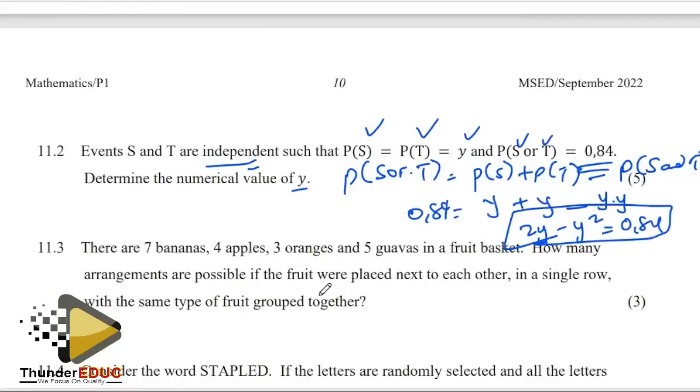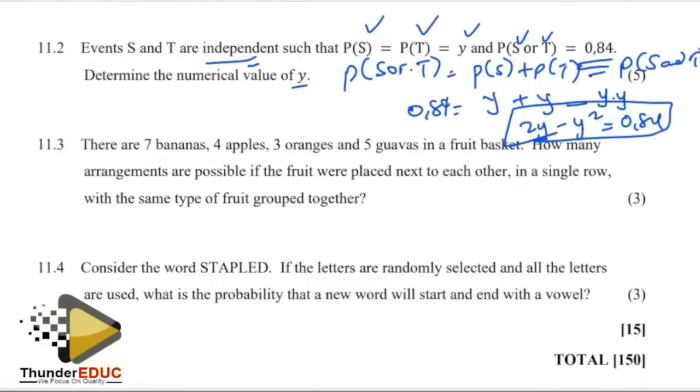How many arrangements are possible if the fruits were to be placed next to each other in a single row? Okay, we have 7, we have 4, we have 3, we have 5. We can just multiply those numbers. The answer we get gives the different ways of how we can group them.